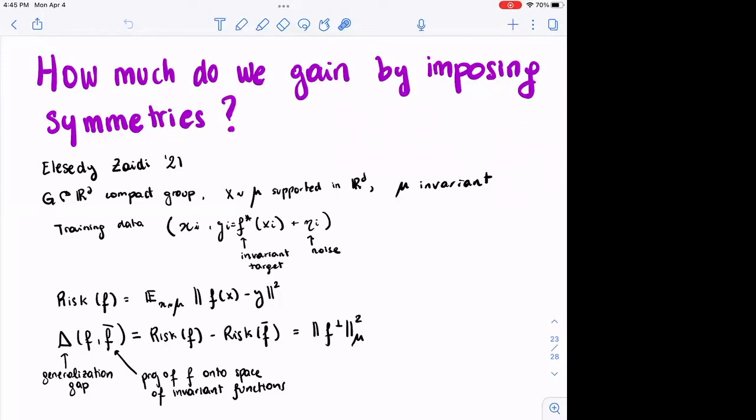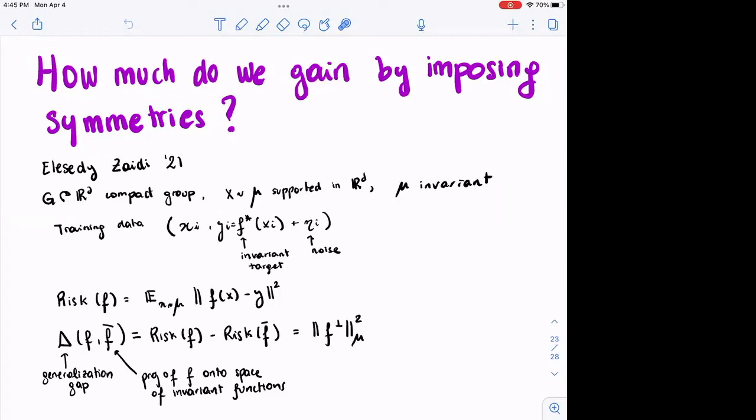Then what they say is, okay, the risk of f is the expected value of the error with the data sampled from the distribution it's coming from, and the generalization gap is between a function f and the projection of f onto the space of invariant functions. So take a regression, linear regression, or whatever regression you have, polynomial regression. Take your output and project it onto the space of invariant functions.